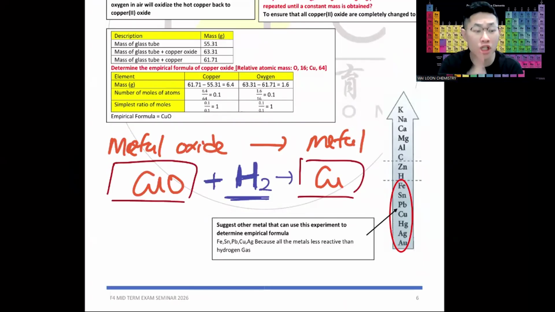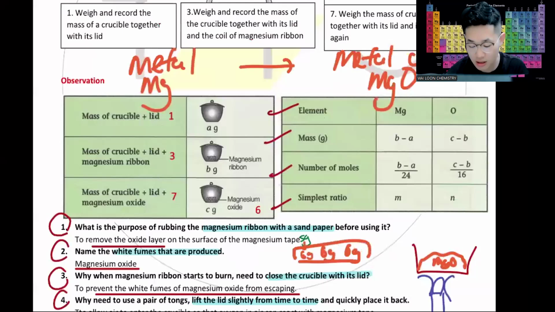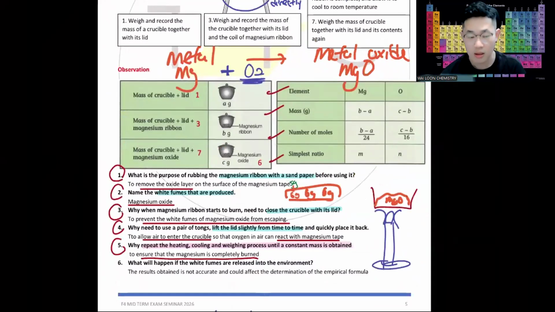And then the one just now, how can metal turn into metal oxide? Add oxygen gas. Since these two experiments are quite similar, in the exam they might ask you to compare the similarities and differences. Okay?